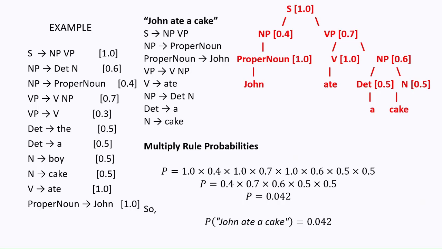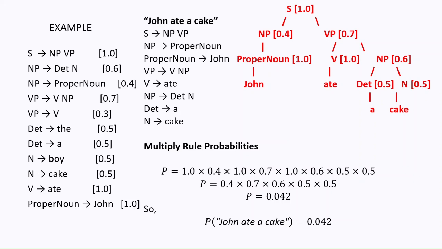So here is one example: John ate a cake is the sentence. The probabilities are given here. We have taken 1 for the sentence, 0.6 for NP, 0.4 for proper noun, 0.7 for verb phrase, 0.3 for verb, 0.5 for determiner, 0.5 for noun. Like this we have initialized. Then you draw the parse tree. John ate a cake, the sentence, is divided into noun phrase and verb phrase. You can see the parse tree in the red colored one. The noun phrase is a proper noun, so John. Then the verb phrase is verb and NP. Verb is ate. NP is determiner and noun, a cake. All that, you know how to draw the parse tree.